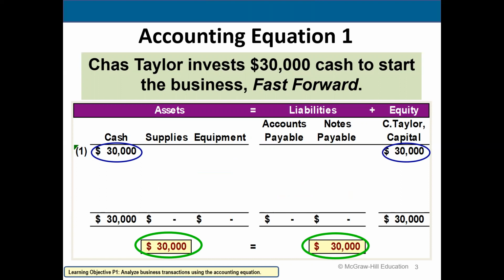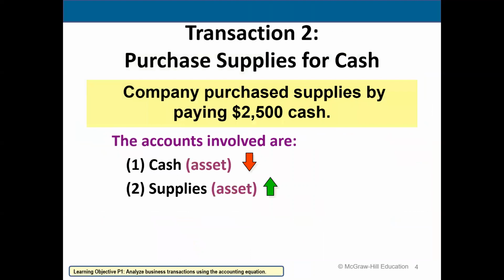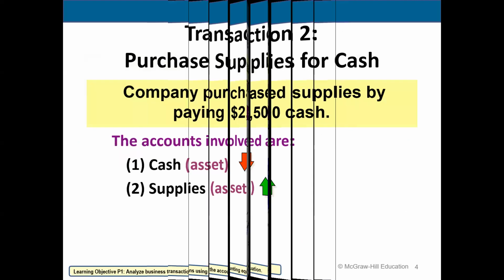Remember, we always have assets equal liabilities plus equity. So there's always the same amount on either side of that equal sign. Let's take a look at another transaction. Transaction 2, we purchase supplies for cash. What happens when I purchase something for cash? My cash will go down and my asset called supplies will go up. Remember, an asset is something the business owns. So the cash goes down and supplies goes up.